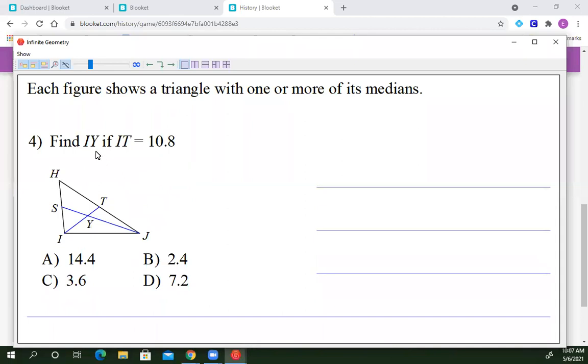Same thing, find IY if IT is 10.8. So be careful. They gave me IT. That's the whole thing, 10.8. What are you supposed to do when you have the whole thing? Divide by 3. So I'm going to come to my calculator. I'm going to do 10.8 divided by 3. And that's 3.6. Now you're going to get this wrong if you answer 3.6. Why? Because 3.6 is the little piece. When you divide by 3, that gets you the little piece.